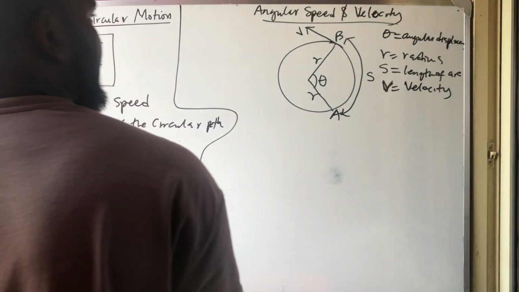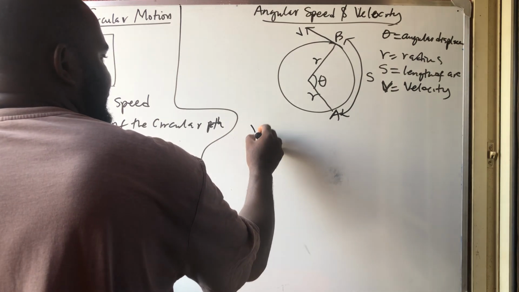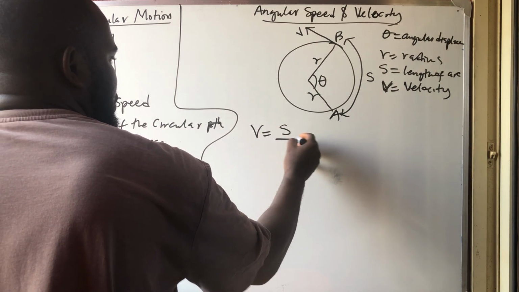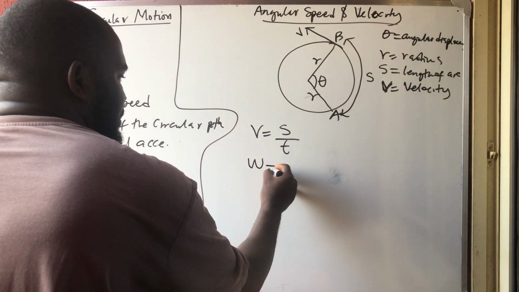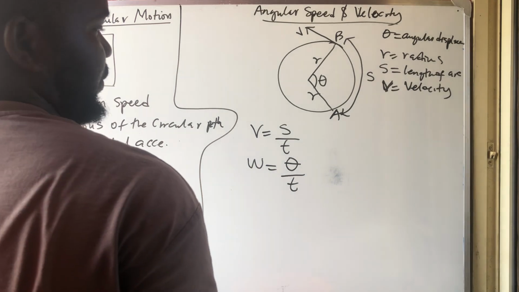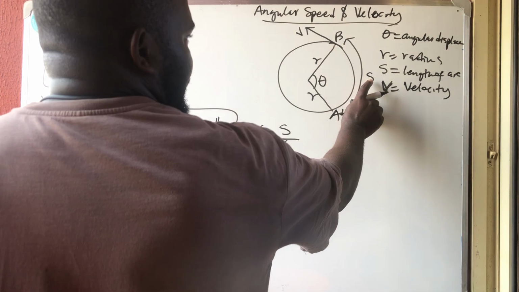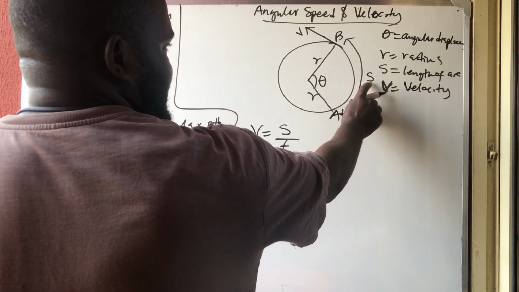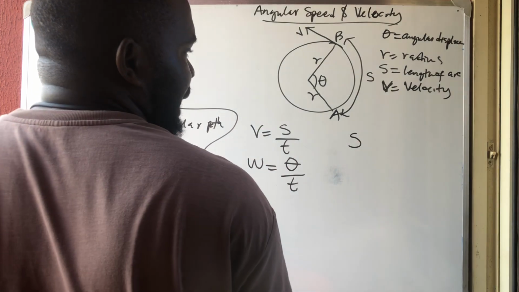Okay, now let's talk about angular velocity. I know that linear velocity means displacement over time, which means angular velocity w will now be what? Angular displacement over time. Now, we know how to get our angular displacement. Now let's get our distance, and we know that distance is set as the length of the arc.